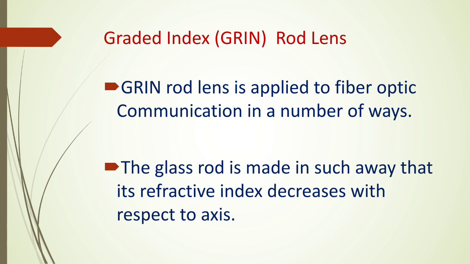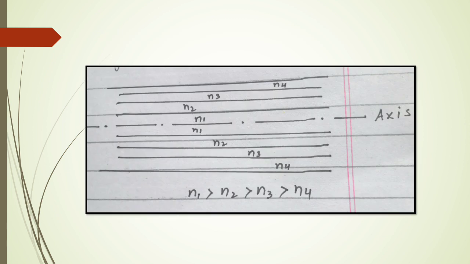So we discussed the spherical lens. Let us discuss another lens which is known as graded index rod lens. This lens is simply known as GRIN lens. GRIN rod lens is applied to fiber optic communication in a number of ways. The GRIN rod is made in such a way that its refractive index decreases with respect to the axis. So this is the graded index rod. You guys can see the axis of the rod.